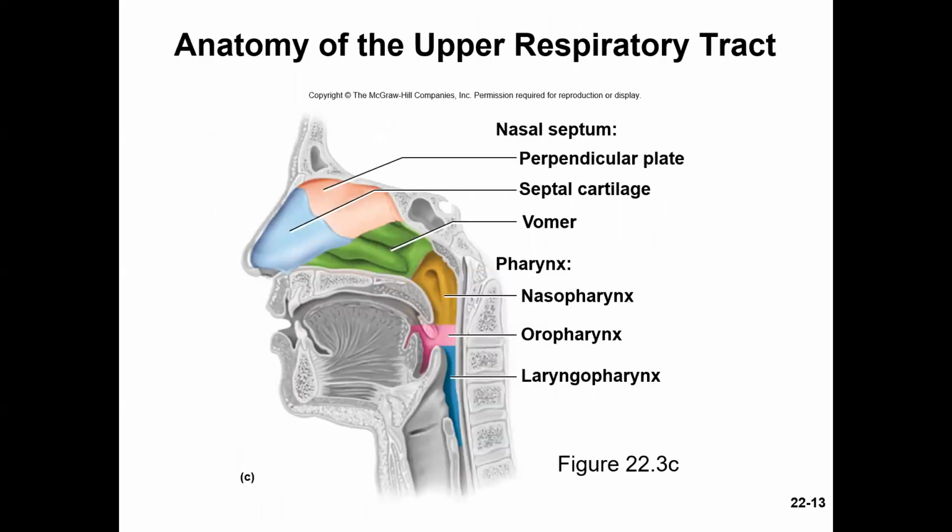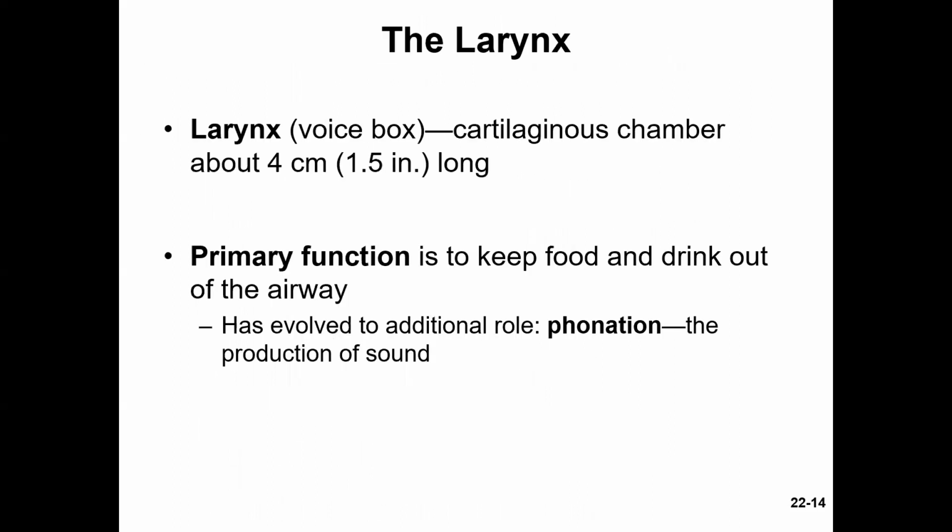Okay, here we have another representation of that upper respiratory tract, and we can see that nasal septum. We have a perpendicular plate. We have that septal cartilage. There's our vomer bone, if you remember that from Anatomy 1. Then we can see our throat and the pharynx, the nasopharynx, the oropharynx, and then lower is the laryngopharynx.